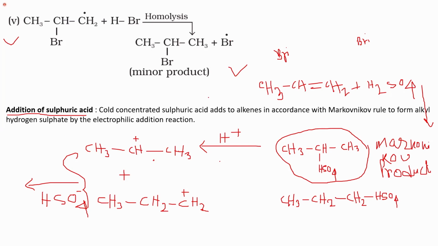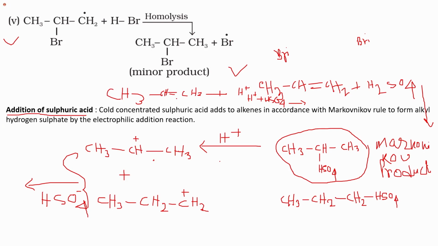Suppose we consider propene, CH3, then CH, then CH2 double bond CH2. Now you have an addition of sulfuric acid, that is H plus, nothing else, the hydrogen source. You are adding H2SO4, that is H plus and HSO4 minus. Now we know that the Markovnikov rule states that if you have an alkene moiety and it follows the Markovnikov rule, it will go via the more stable carbocation moiety. So now you have two chances.